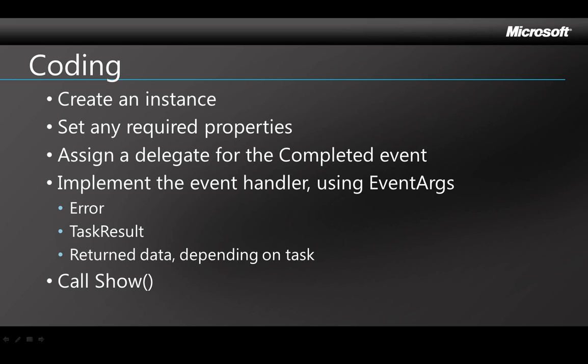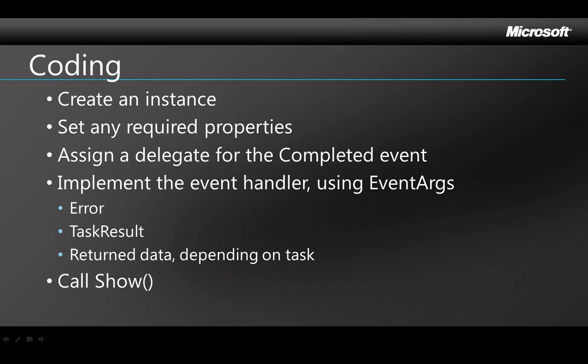The event args for all choosers' events have an error property, which holds an exception if one was thrown, and a task result that shows whether the task was completed or canceled, and then the return data associated with that particular chooser. And finally, you call the show method of either the launcher or the chooser, and that invokes the launcher or the chooser.